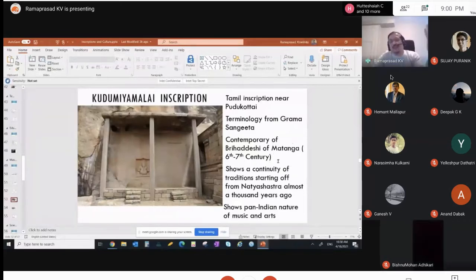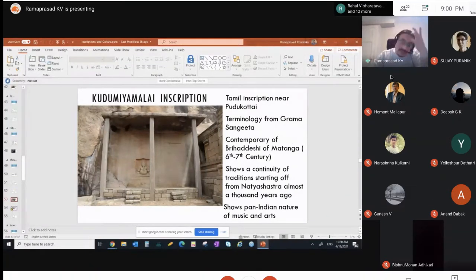So by that time, Natya Shastra was already 1,000 years old. But the terminology used tells that it is coming from there. And Pudukottai is in the very south of Tamil Nadu. It tells how the music was, and we don't know where Natya Shastra was written.